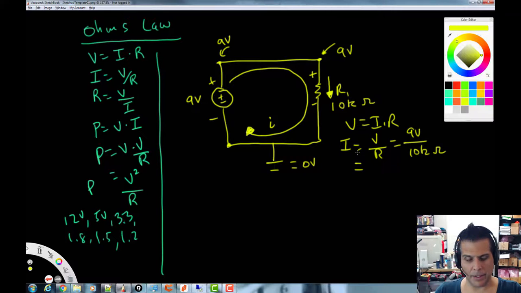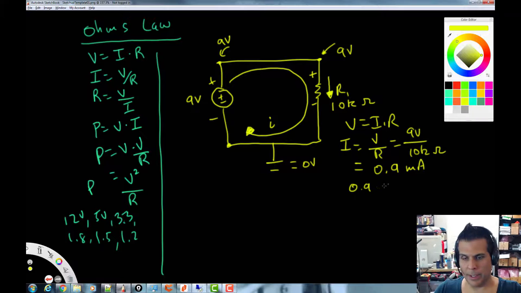what format it puts the number in, so let's do it in milliamps. We're getting 0.9 milliamps. Now, if we wanted to, we could turn that into, say, microamps, right? If we did turn it into microamps, what would that look like?